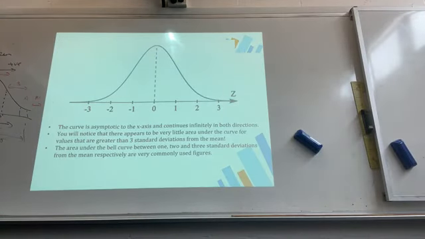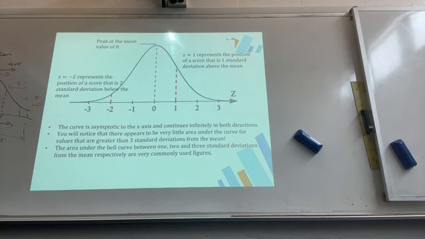Let me explain. So here, the peak is at the mean value of 0. And when z is equal to 1, it represents the position of a score that is 1 standard deviation above the mean. Or minus 2, it represents a score that is 2 standard deviations below the mean. That's all.